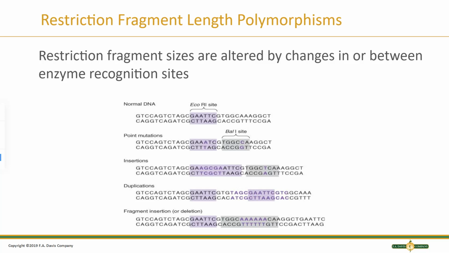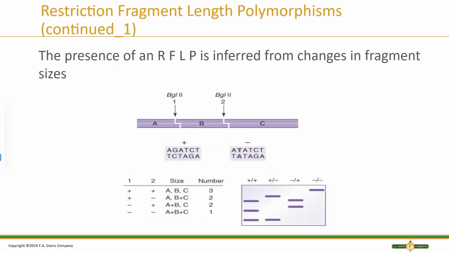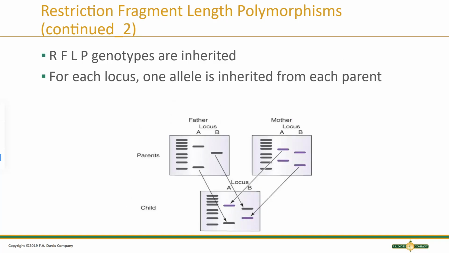So restriction fragment sizes are altered by changes in or between enzyme recognition sites. We talked about restriction enzymes, and restriction enzymes are going to read the DNA, recognize a particular sequence, and cut at that sequence. Well, if there is a difference in that sequence, it may cut in a different spot. The presence of an RFLP is inferred from changes in fragment sizes. RFLP genes or genotypes are inherited. For each locus, one allele is inherited from each parent.